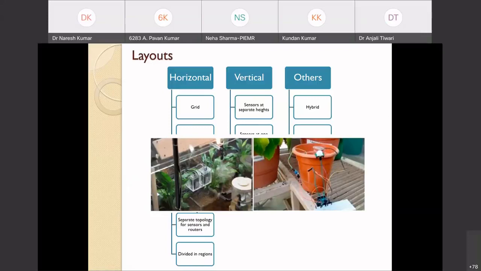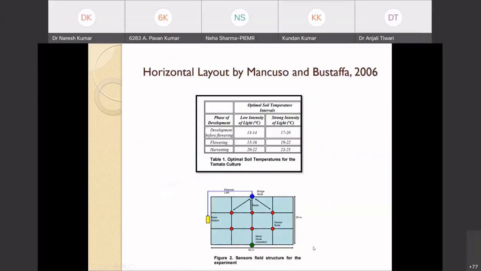In some of the experiments, as you can see, sensor nodes are deployed in different locations for performing different activities. Then this is the example of the horizontal layout by Mancuso and Professor, 2006.